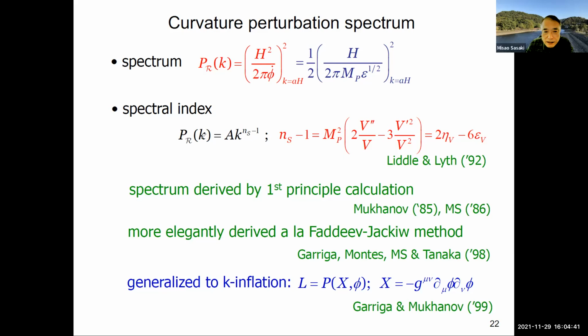All the discussion was on the so-called canonical scalar field. If you introduce this X as twice the kinetic term, then in the standard case you have the standard Lagrangian, which is one over two X minus the potential. This is the standard canonical scalar kinetic energy Lagrangian, but you can generalize this to the so-called K-inflation type, meaning that you may have some very non-trivial dependence on the kinetic energy. The kinetic energy can involve some non-trivial function of phi and so on. It can be quite general.